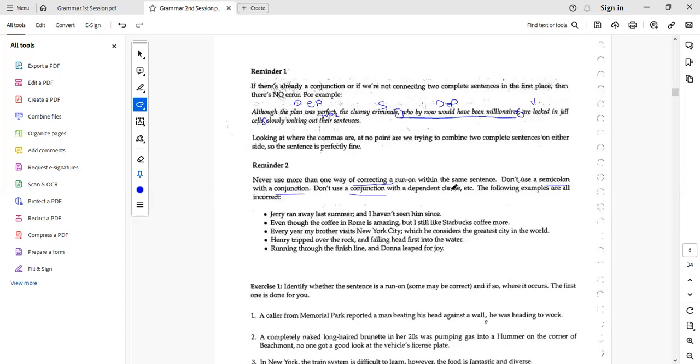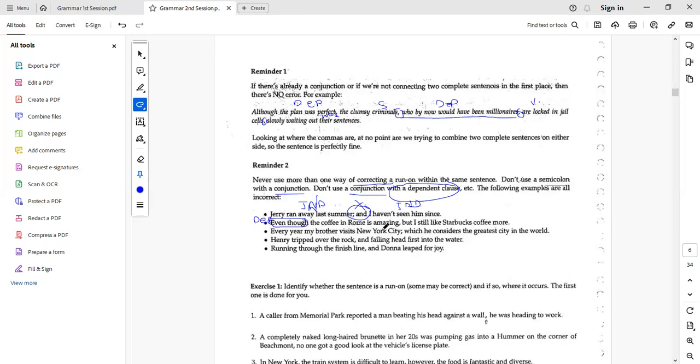Don't use a conjunction with a dependent clause. Let's look here. Jerry ran always last summer. This is independent. And I haven't seen him since. This independent. But he put semicolon fanboys, which is wrong. Comma fanboys or semicolon only. Even though, subordinate conjunction. So this is dependent.